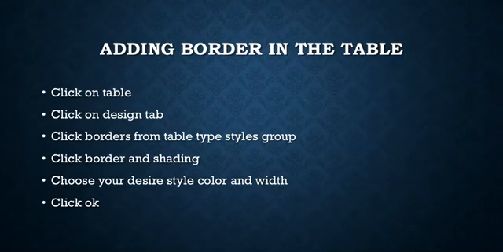Adding border in the table. To add a border in the table, you have to insert a table in Microsoft Office. Then after inserting that table and filling that table with required data, click on Design tab, click on Borders from the table, click Borders and Shading, choose your desired style, color and width according to your requirement and click OK. Now I am going to show you practically.